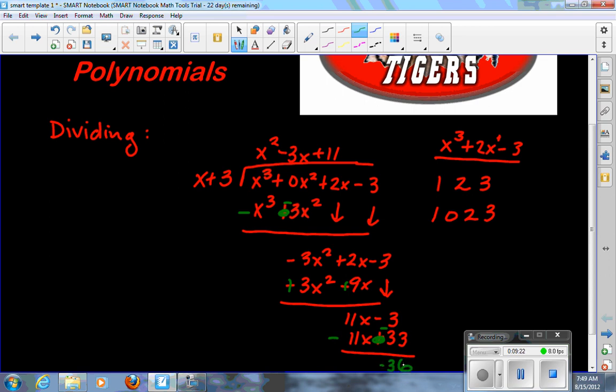How many times does x go into negative 36? Well, it doesn't. There's nothing you can multiply x by to get negative 36. So this is going to be our remainder. So what we're going to do is we're going to come up here and write our remainder on top of a fraction. I'll show you why. You put your remainder over this.